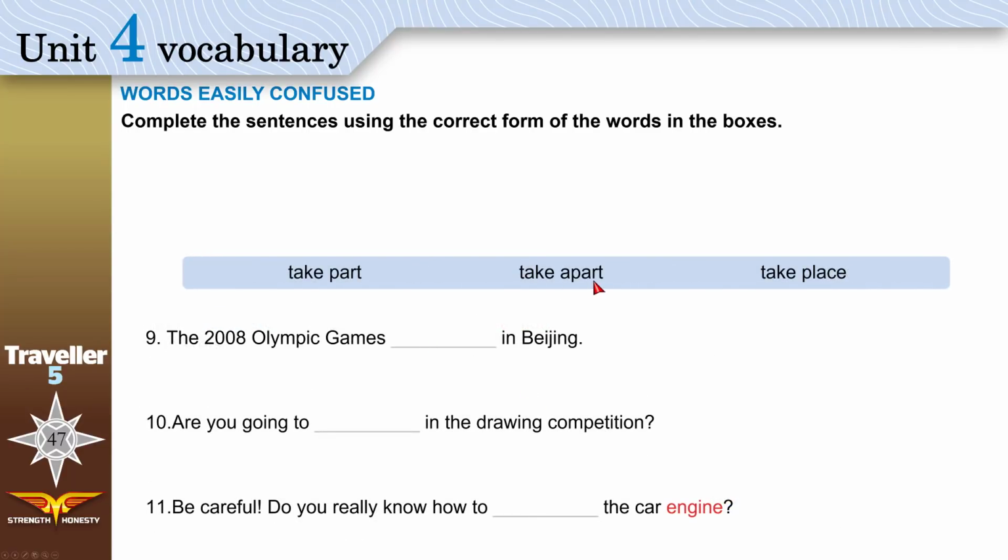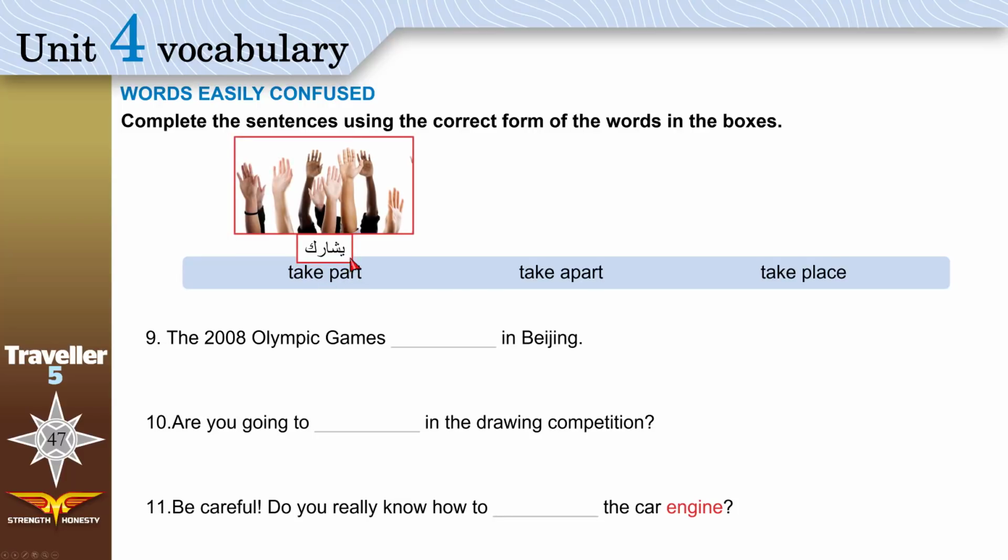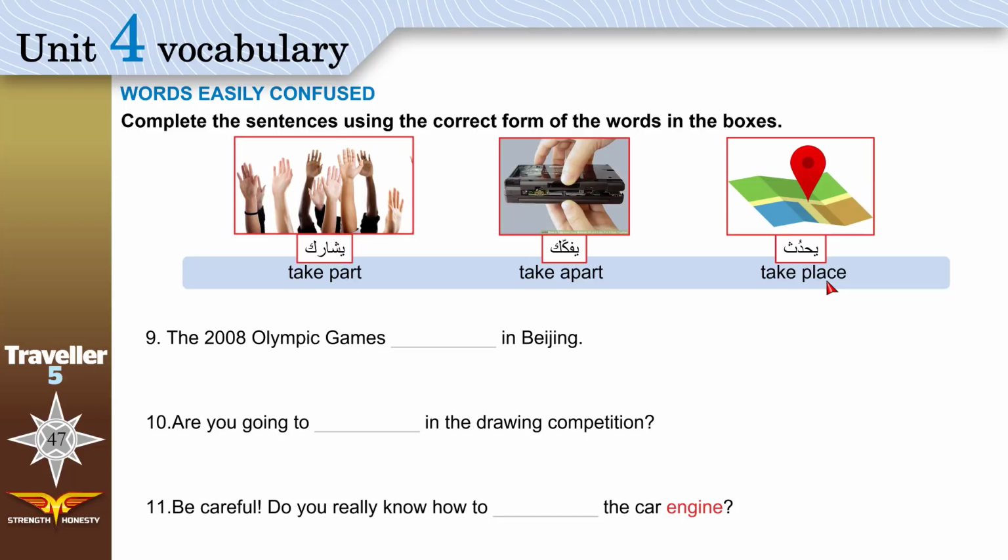Take part. Take a part. Look, this one is different. This one is take part. This one is take a part. Take place. This time, all these words are verbs. Take part means participate. It means you become a participant. Do you know the word participant? When you take part, you become a participant. You participate. You get involved. When you take a part, you disassemble. When you disassemble, that means you remove all the parts of something. When something takes place, it means it happens in a specific place.